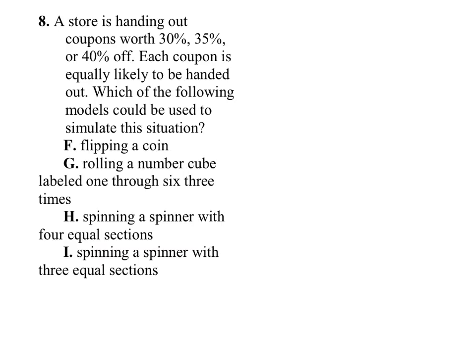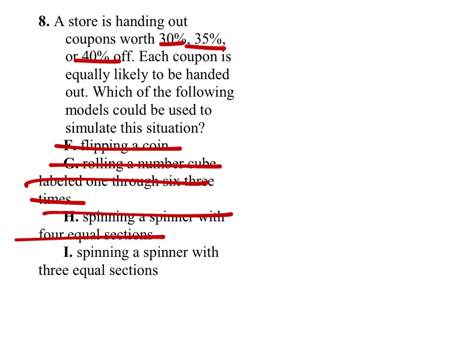The store is handing out coupons worth 30%, 35%, and 40% off. Each coupon is equally likely to be handed out. Which of the following models could be used to simulate these? So we've got 3 total coupons: 1, 2, 3. So to simulate it, we need something that will give us 3 possible outcomes. A coin does not do that. Rolling a number cube, labeling 1 through 6, 3 times? No, that's not going to work either. Spinning a spinner with 4 equal sections? Well, that's 4 equal sections, not 3, so that's not going to work either. Spinning a spinner with 3 equal sections? Yes, that would give us 3 possible outcomes right here.